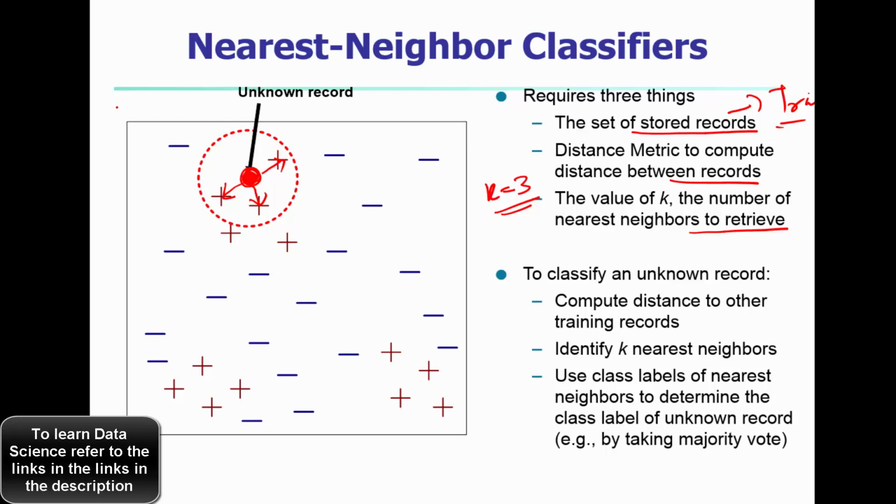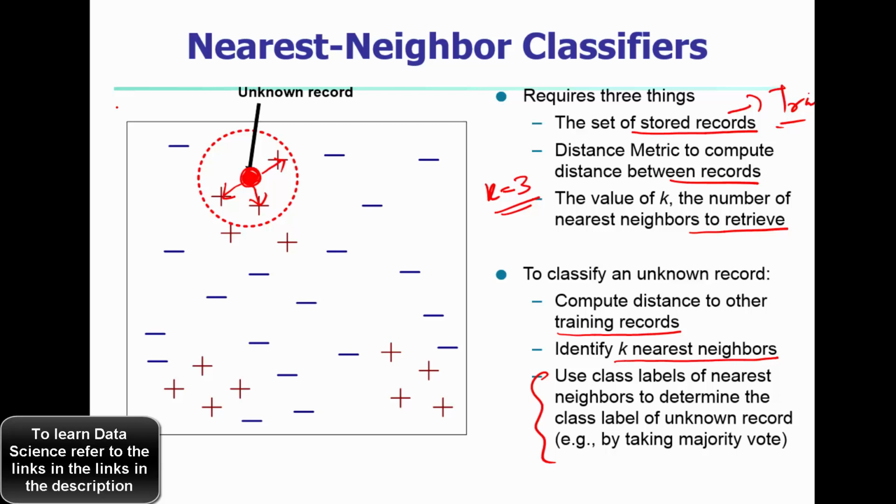So to classify an unknown record, we need to compute the distance to the other training records. So we just compute the distance using some sort of distance formula. It could be a Euclid formula or some other formula. Identify the k nearest neighbors, which is of course very important. Use class labels of nearest neighbors to determine the class label of the unknown record. In case it is a classification problem, of course, we need to take the maximum count. If it is a regression problem, we just need to take the average. Okay, so that's essentially the difference between using nearest neighbor for classification and for regression.